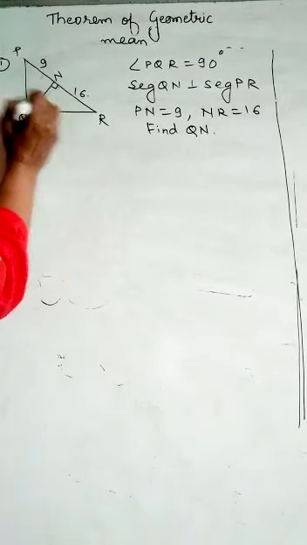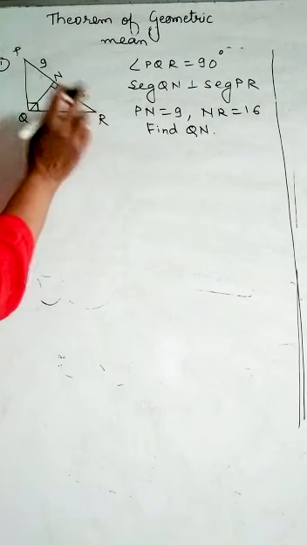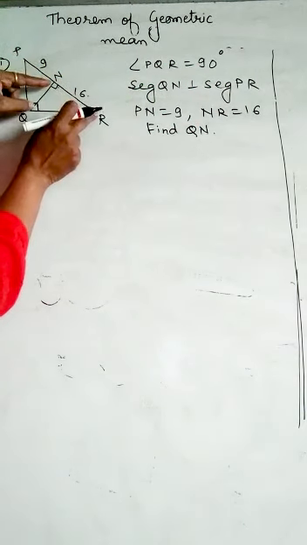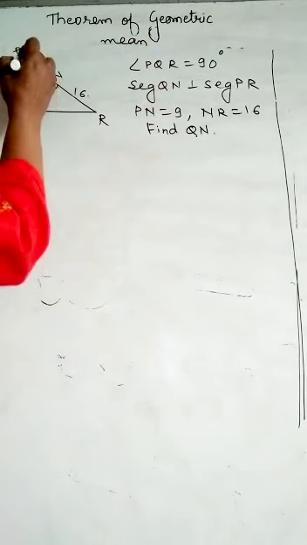Angle Q is 90 degree. Segment QN is perpendicular to segment PR. We have PN 9, we have NR 16. So, two conditions are satisfied.